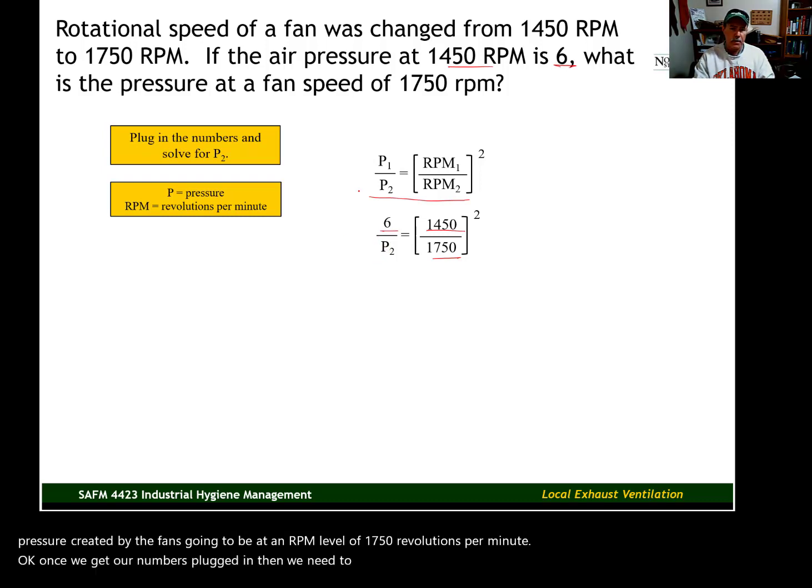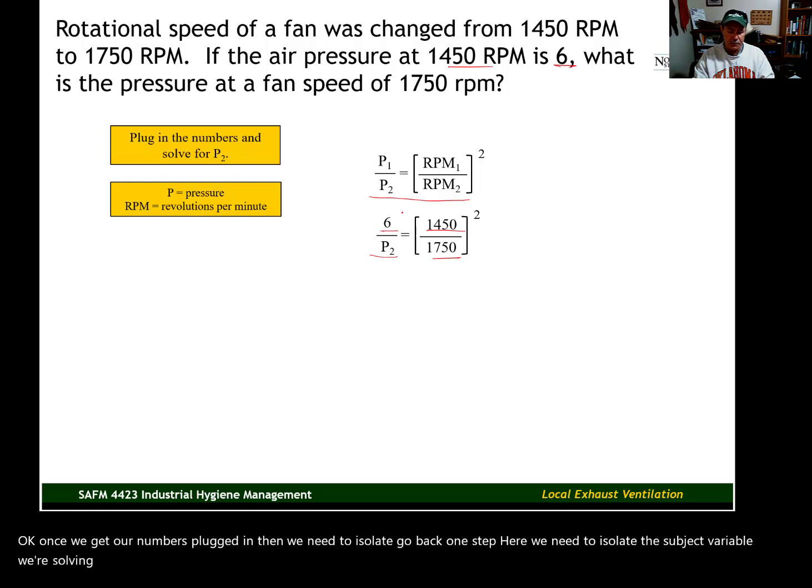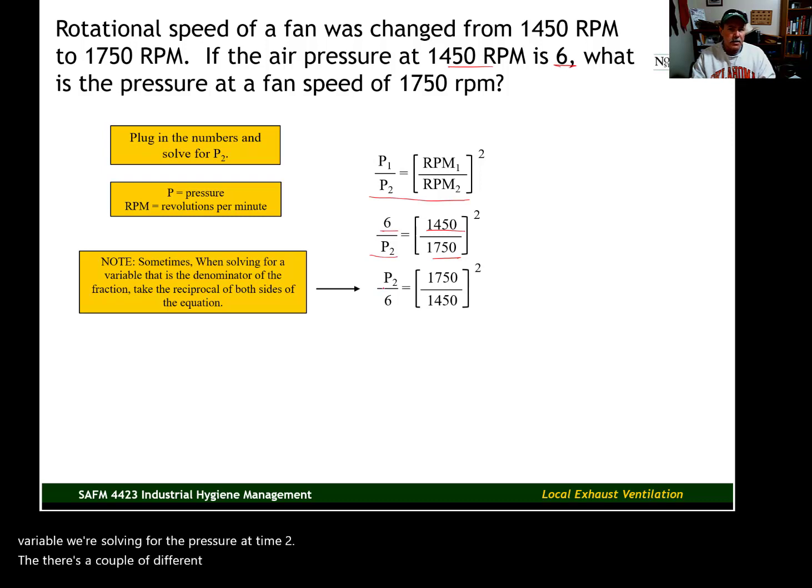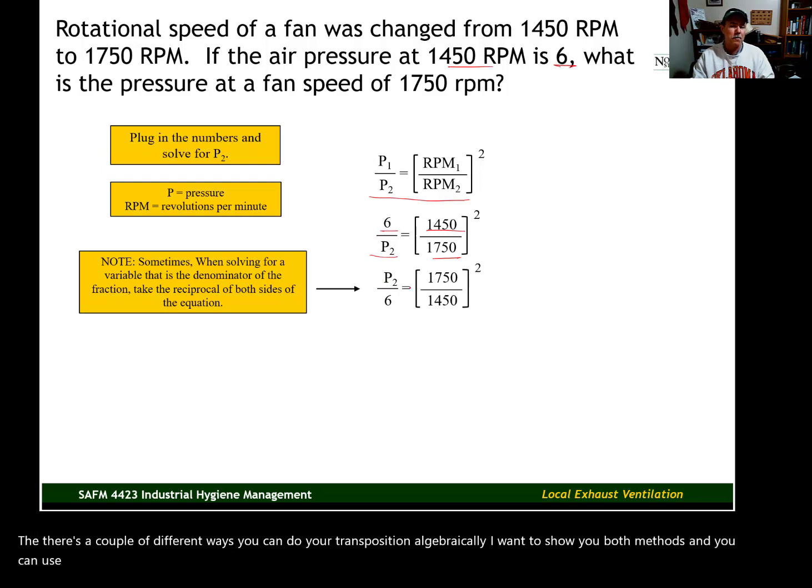Go back one step here. We need to isolate the subject variable. We're solving for the pressure at time 2. There's a couple of different ways you can do your transposition algebraically. I'm going to show you both methods, and you can use whichever method you like. My preferred method is to take the reciprocal of both sides of the equation.